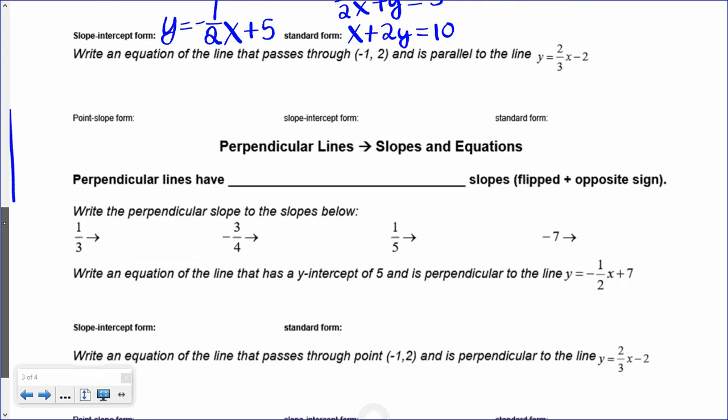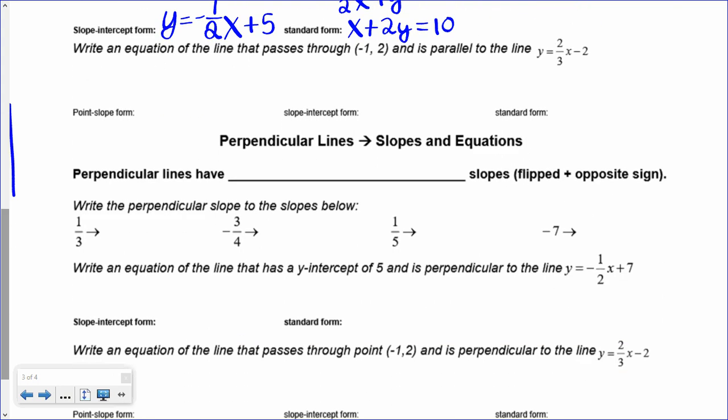Alright. Next up, write an equation of a line that passes through this point and is parallel to this reference line. Alright? So what would be the best form of the equation of a line to use with this particular set of information? Point slope. See how the question gave you a point? It gave you a point, so you're going to be using point slope form first.